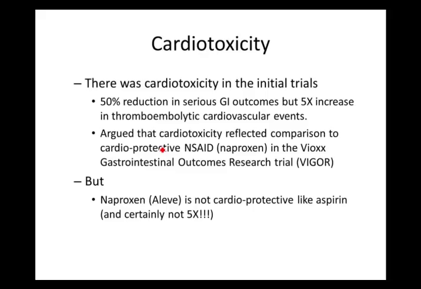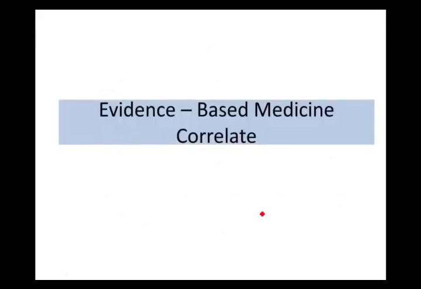But essentially, the trial, which was called VIGOR at the time, argued that the cardiotoxicity that was noticed was minor, and it was not. And it argued that the cardioprotective NSAID, which they said was naproxen, was in that same trial. But logically, naproxen isn't cardioprotective like aspirin, and it's certainly not 5 times as cardioprotective as they said it was when they were comparing these two drugs. So I put in an evidence-based medicine correlate.